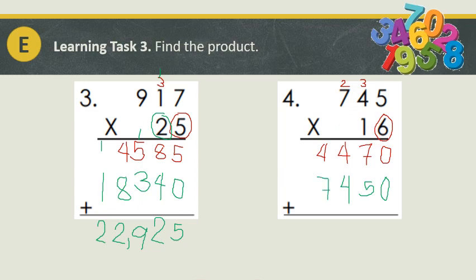Then, we will now add the two partial products starting from the right. So, 0 plus 0 is 0. 7 plus 5 is 12. Carry 1. 4 plus 4 is 8, plus 1 is 9. Then, 4 plus 7 is 11. So, ang answer natin is 11,920.